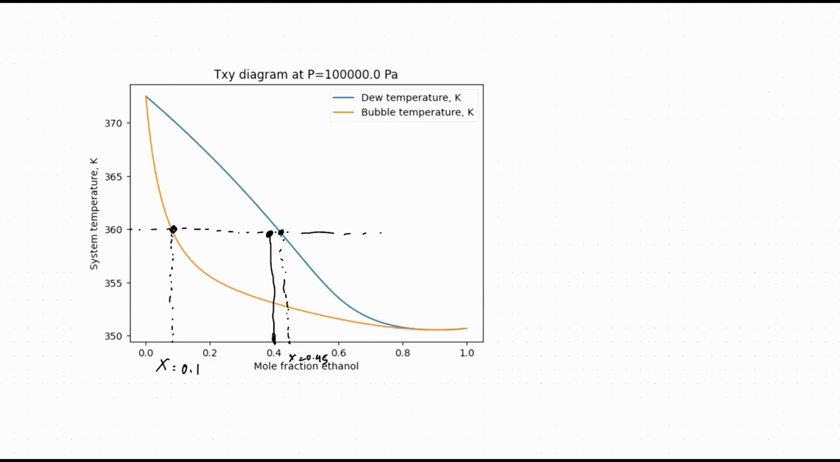But what the lever rule is really telling us is how much is liquid and how much is vapor. Let's say we had 100 moles total of this water ethanol mixture, so we have 40 moles of ethanol and 60 moles of water. How many moles are liquid and how many moles are vapor? The way we do this is using what's called the lever rule.